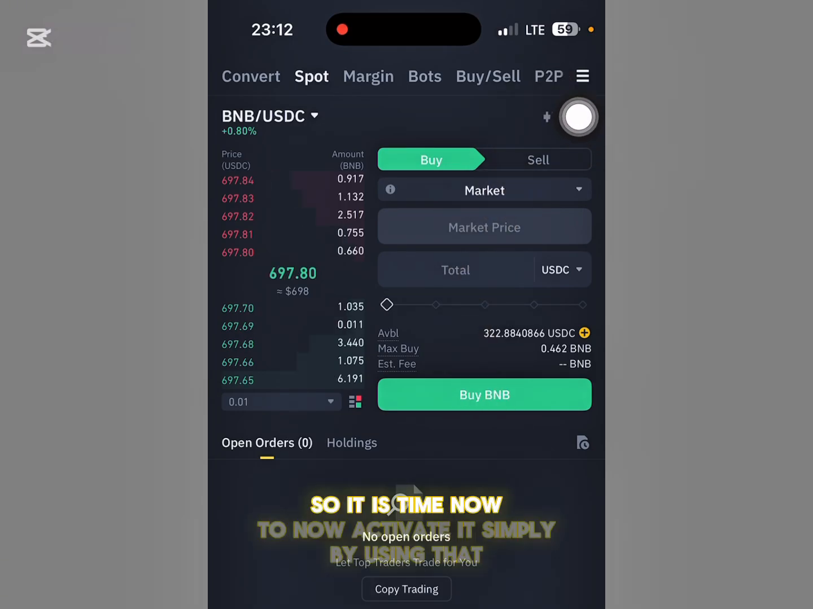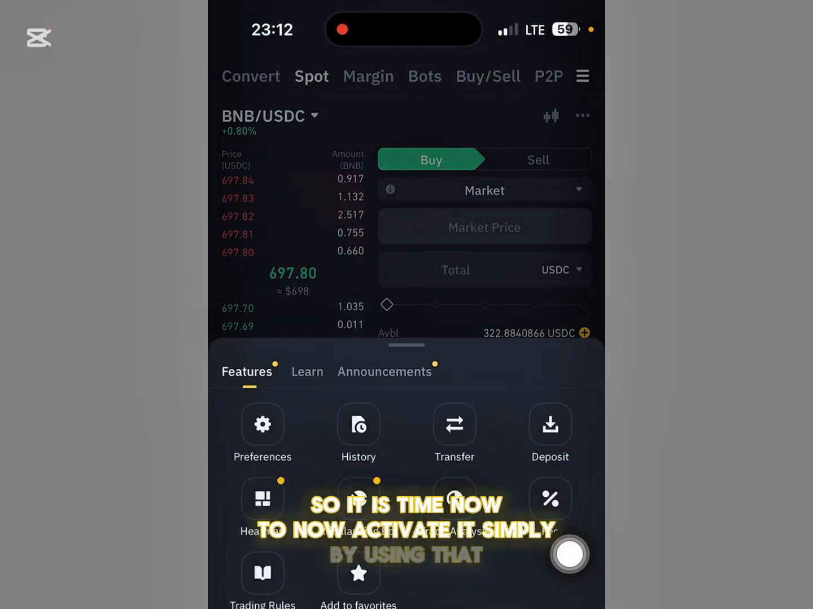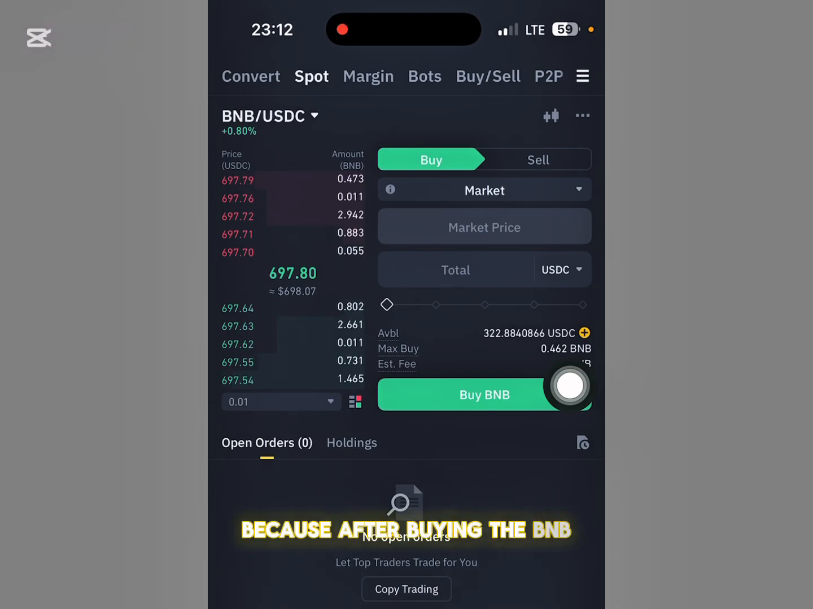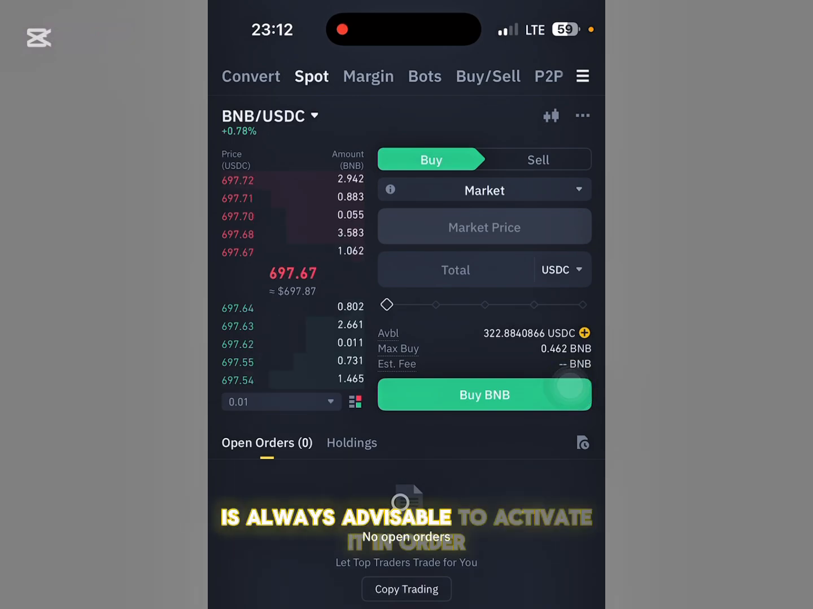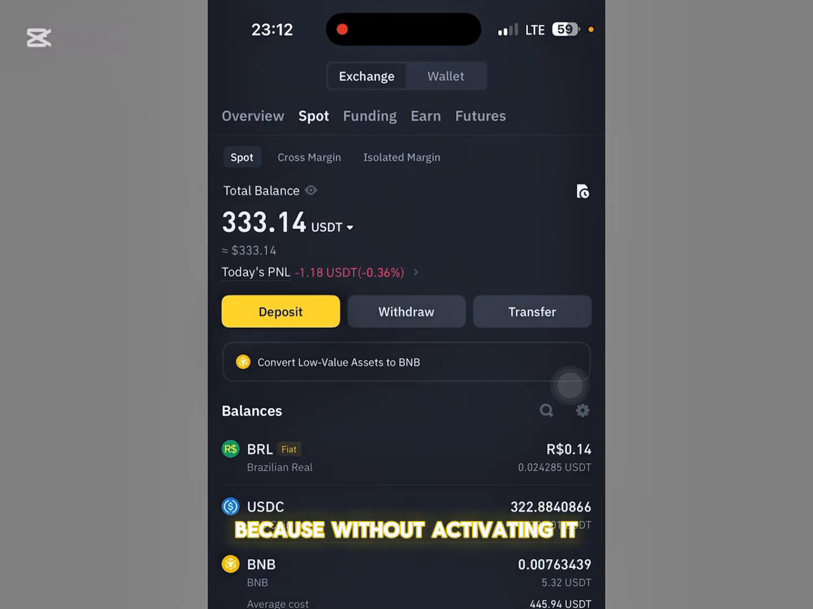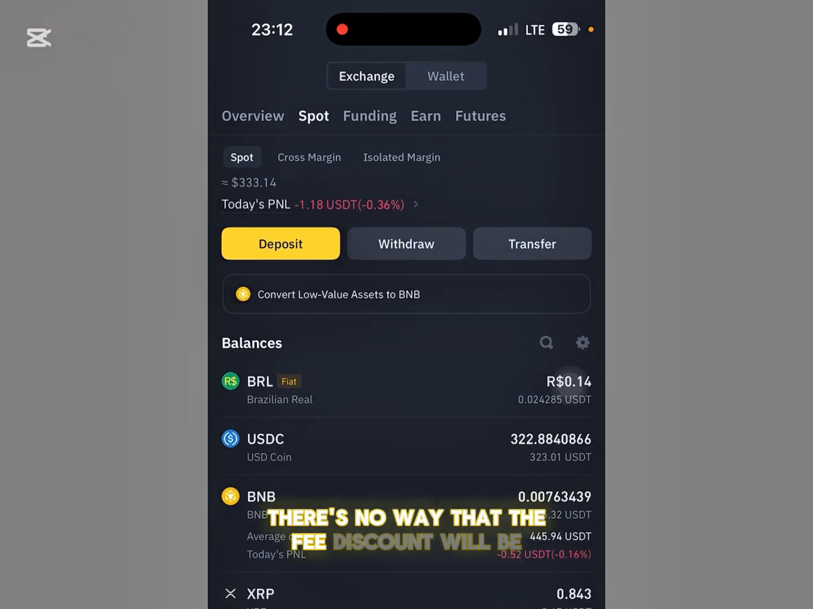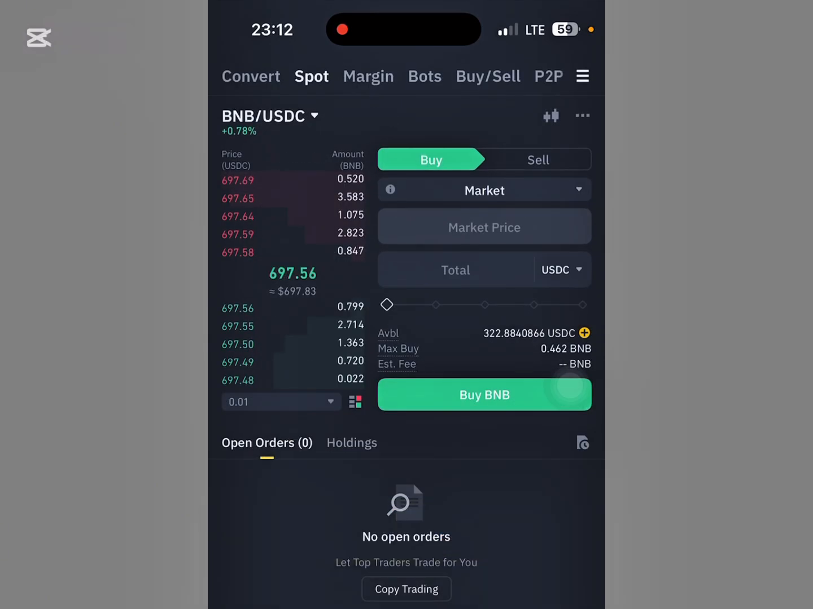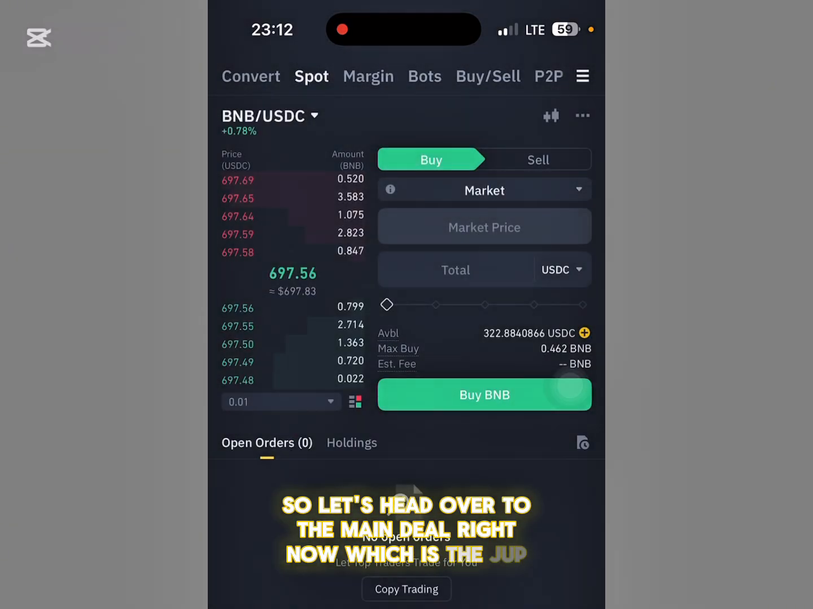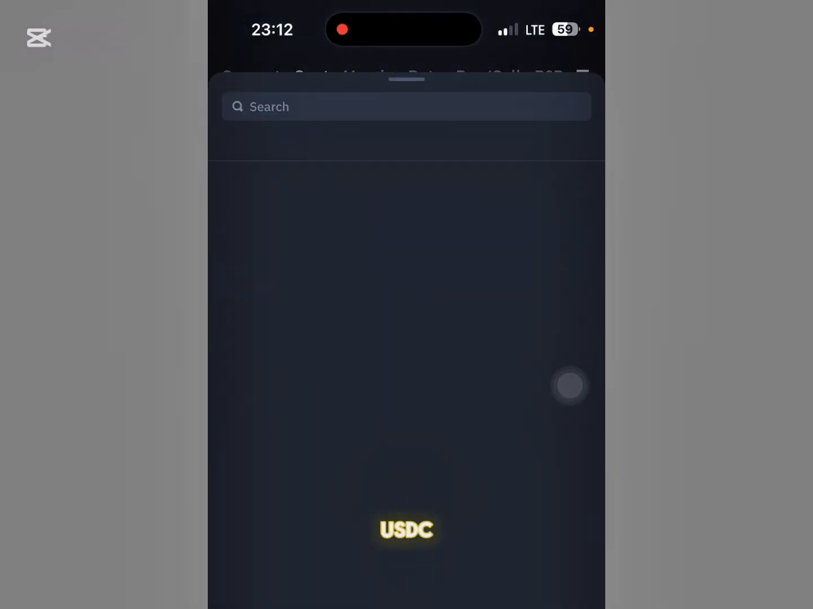So it is time now to activate it simply by using that button to activate the discount, because after buying the BNB it's always advisable to activate it in order for the fee discount to be effective, because without activating it there's no way that the fee will be discounted, by the way. So let's head over to the main deal right now, which is the JUP USDC.